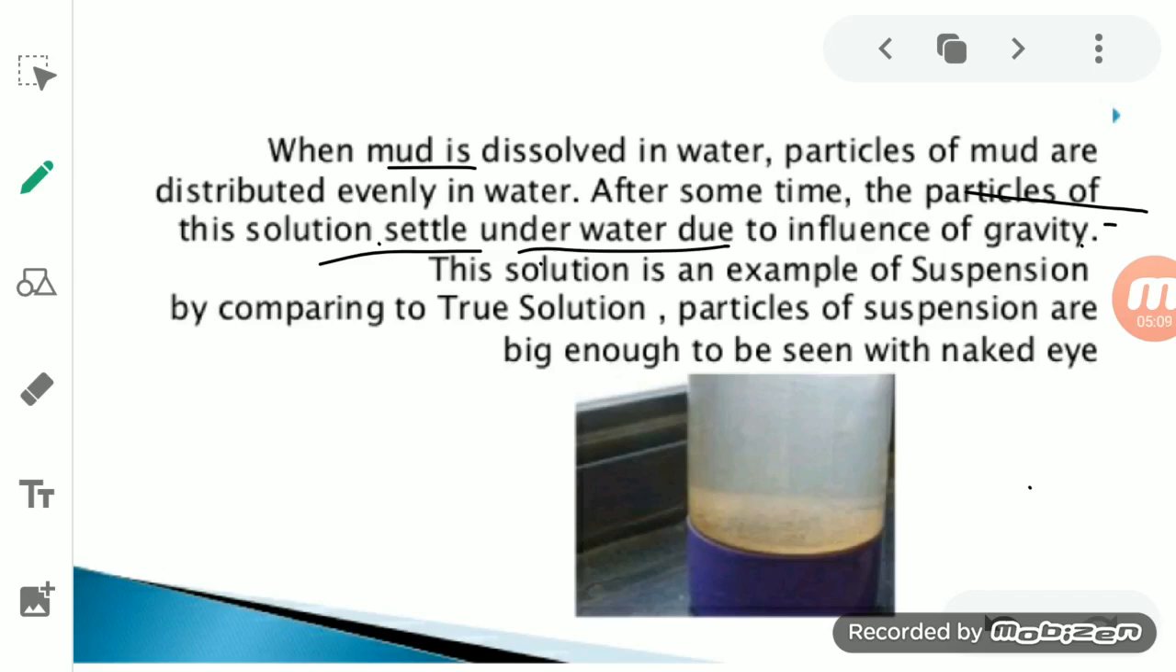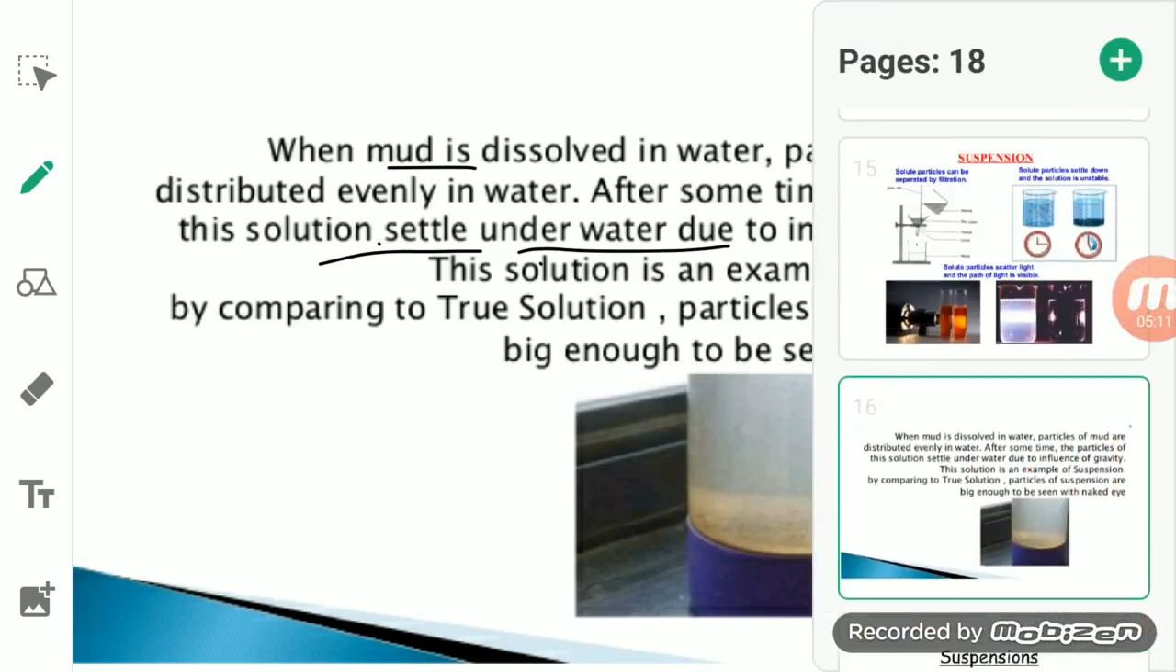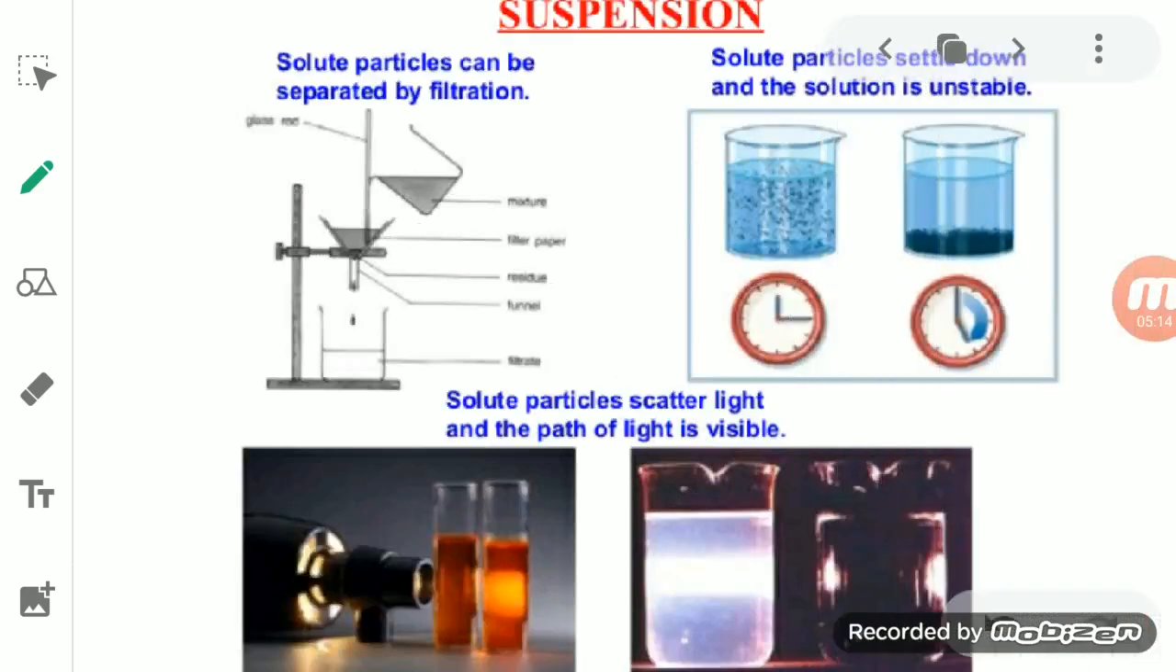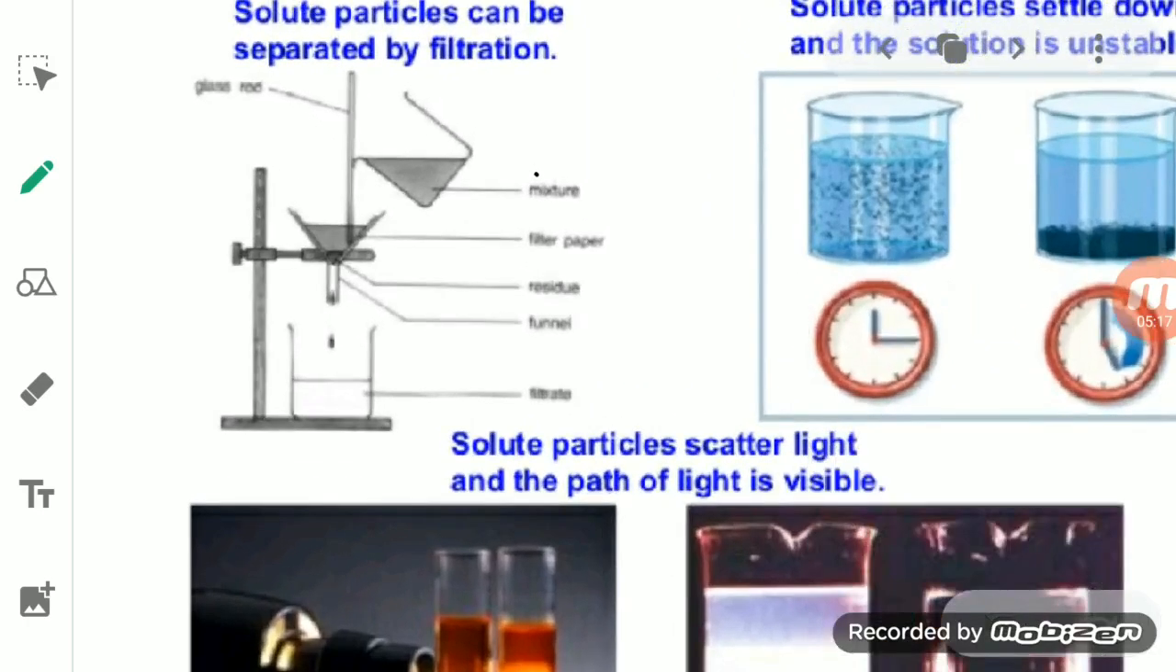Third one is that if you take this muddy water and try to filter it with the help of a filter paper, then what did you observe? You will observe that the muddy water, the mud or sand, whatever you had taken, will get separated and will be left behind as a residue on the filter paper, while the clear water is obtained as a filtrate.